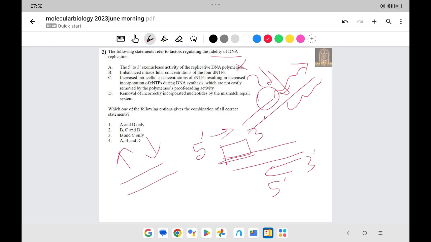And this imbalanced nucleotide concentration is intentionally used in the case of error-prone PCR. So this statement is totally true.